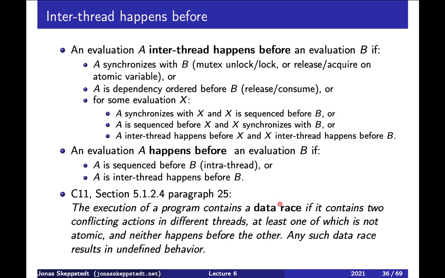And now we come to the tough situation if we don't satisfy this. The execution of a program contains a data race if it contains two conflicting actions in different threads, at least one of which is not atomic, and neither happens before the other. Any such data race results in undefined behavior, so the computer can explode. Well, if we are unlucky. If we are lucky, it crashes and does so with our computer and not when somebody else is using our program.